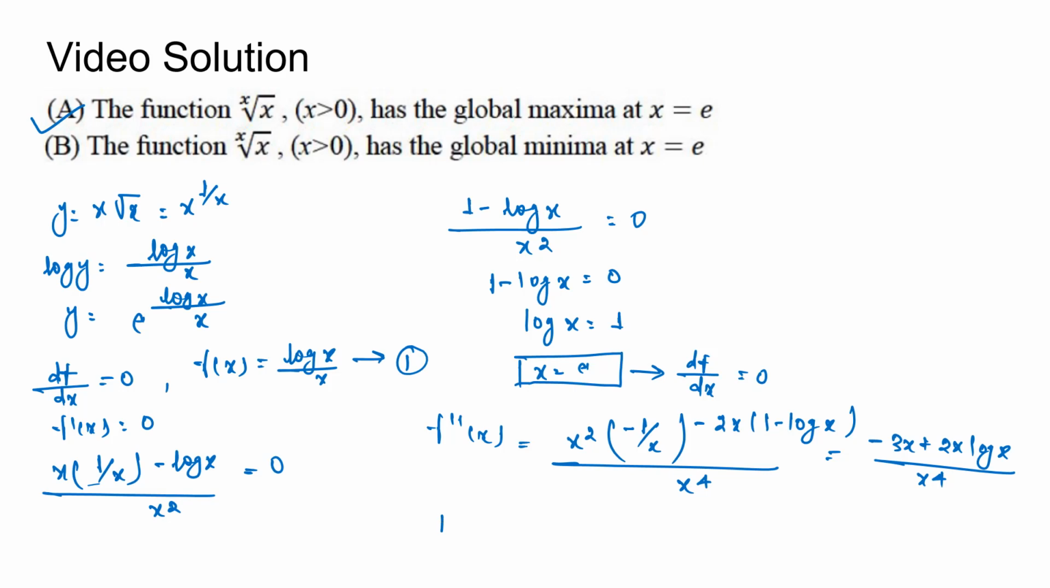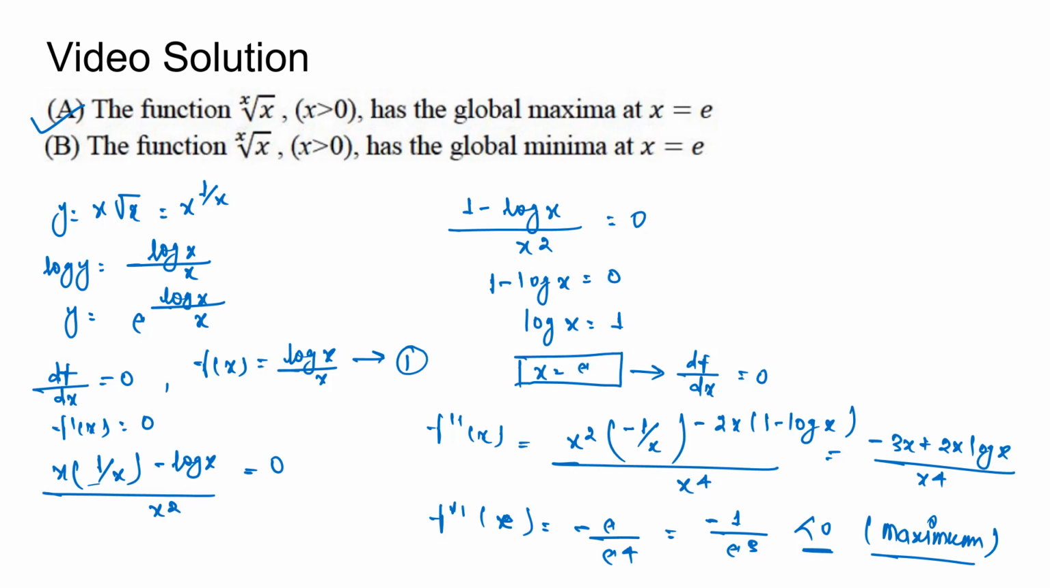So now if we put the value of e in place of x, we will get minus e divided by e power 4, which is minus 1 by e power 3. We know that the value of e is positive, so this value will always be less than 0. So it says that the double derivative is less than 0, hence at x equal to e it is getting its maximum value. That says that the function x root of x has the global maxima at x equal to e.